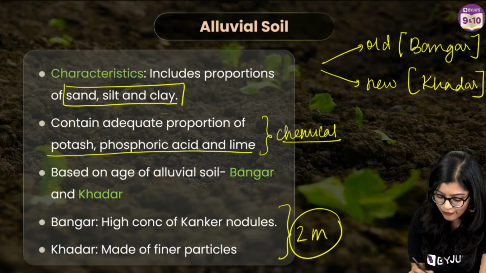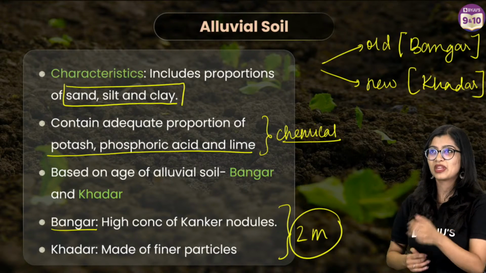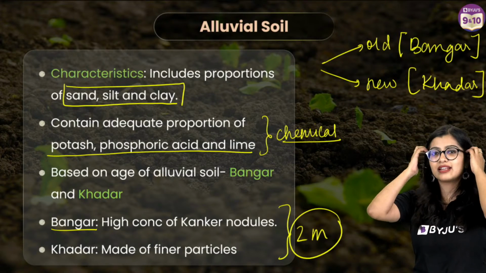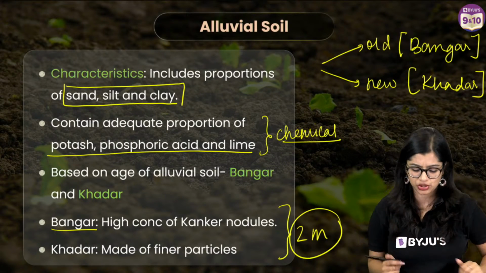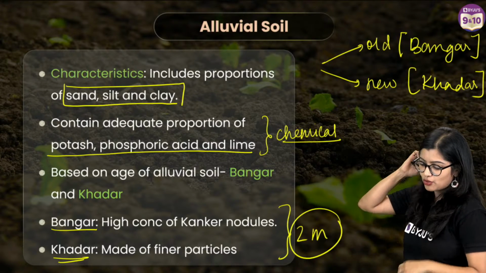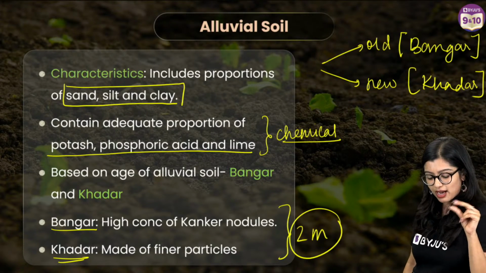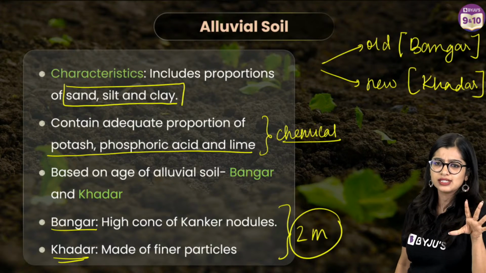Okay. So now, of course, as we all know, Bangar has a high concentration of kankar nodules. This kankar is basically a lot of calcium carbonate, right? So they're basically nodules. It is a little bigger in size, right? So if you look size wise, it's a little bigger, while your Khadar is made up of finer particles, right? So this is what it is.